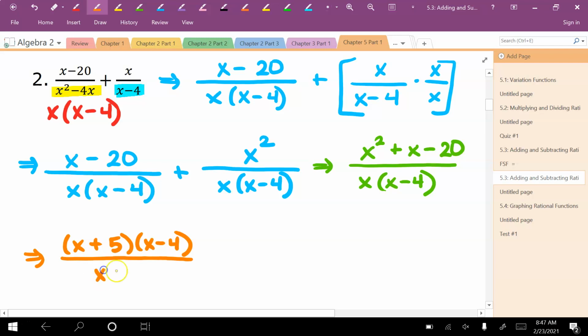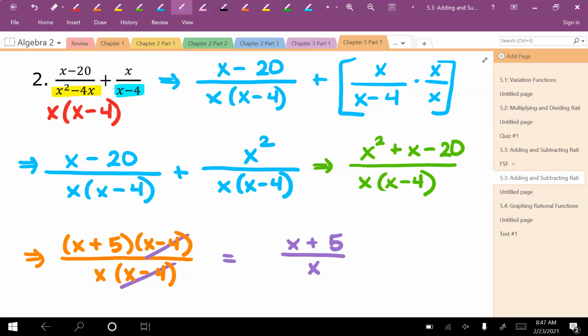And then on the bottom I have x times x minus 4 still. Is there anything that we can reduce here? Good, x minus 4s. And so I'm going to be left with x plus 5 on top over an x. Now here's a mistake that I would see a student do. They would try to get rid of the x's. Okay? You can't do that because this is really x over x plus 5 over x if I wanted to split it.